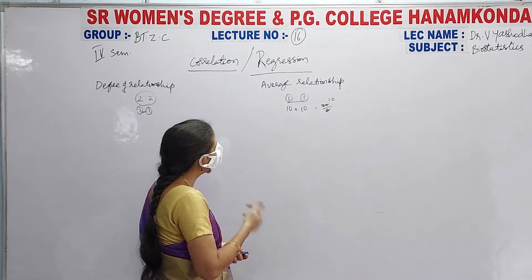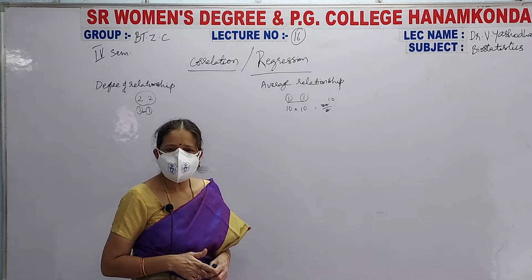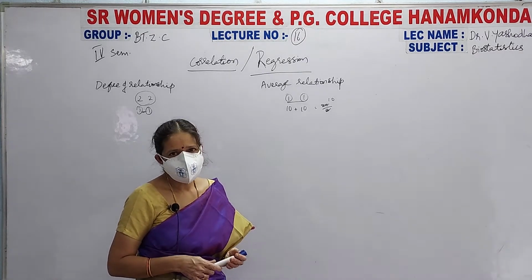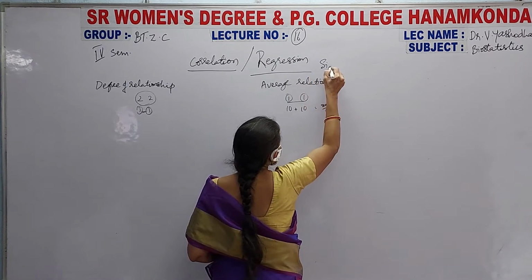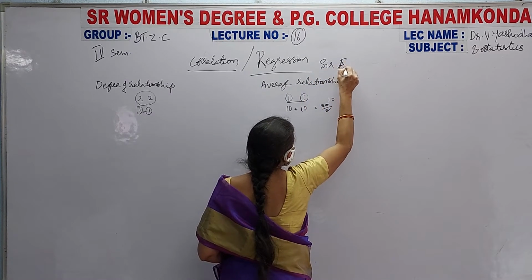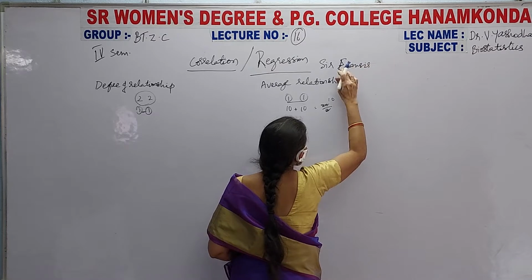So regression is the average relationship between two or more variables, and this was proposed by Sir Francis Galton.